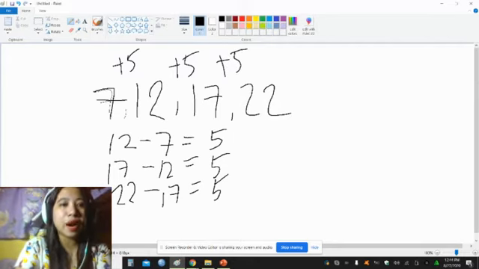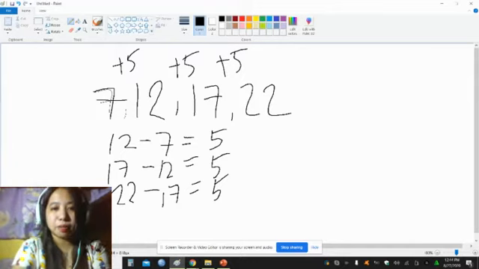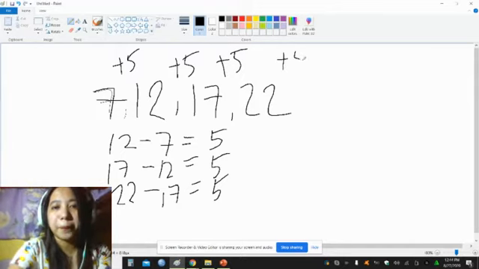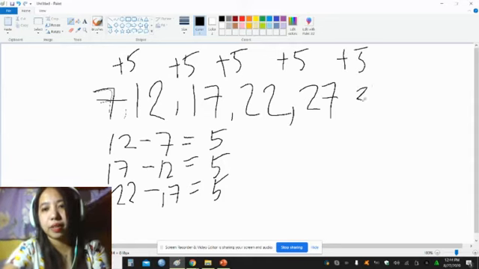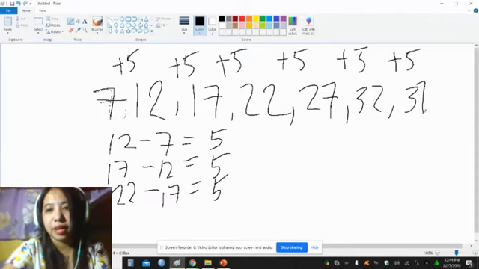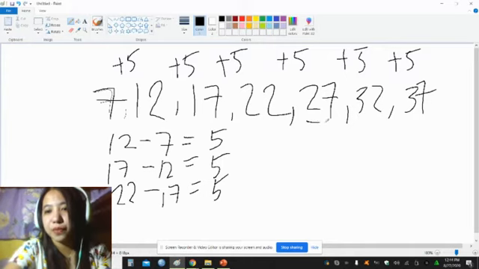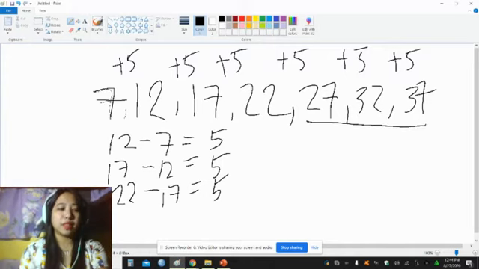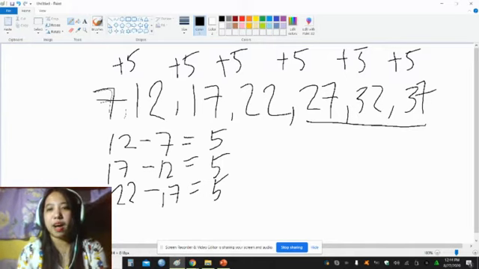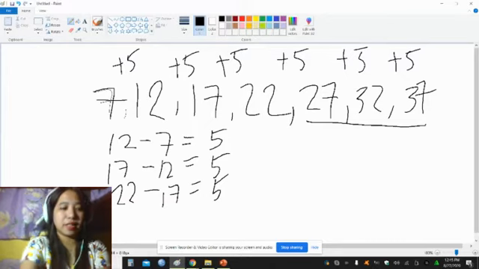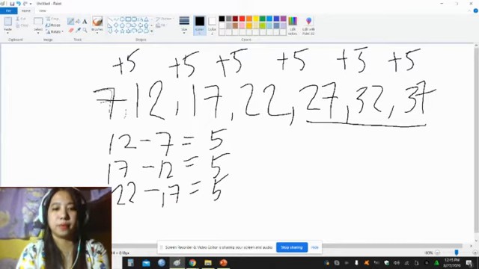Which means if you are asked to get the next three numbers or terms, it is 22 plus 5 is equal to 27. Again, if you add 5, it is 32. Add 5, you will get 37. So this is the answer to the question, what are the next three terms in this sequence?